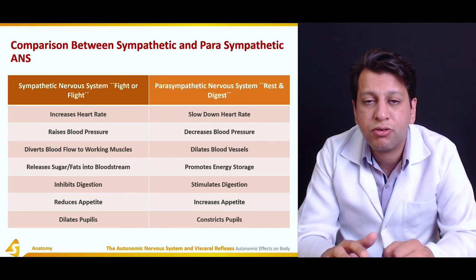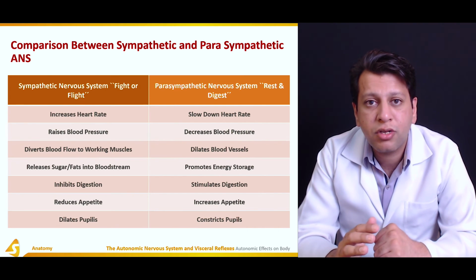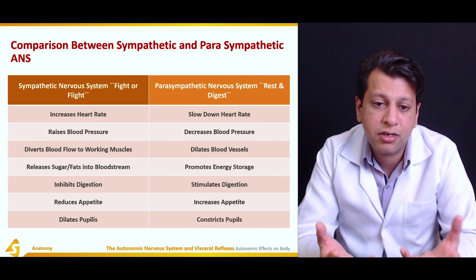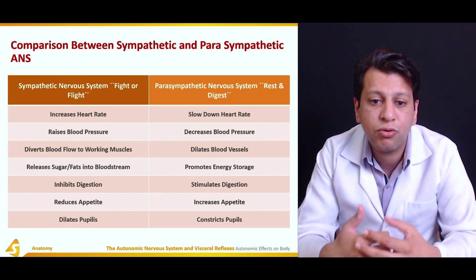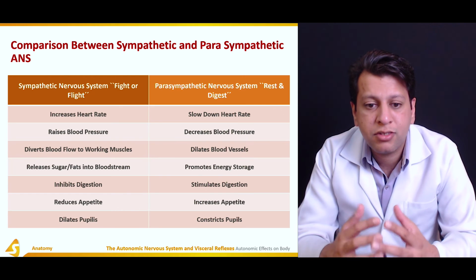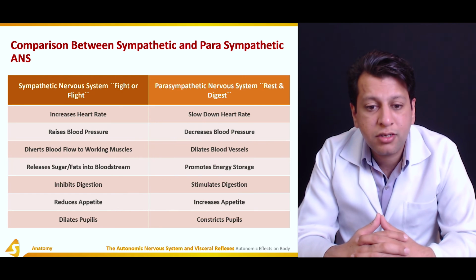Basically, there is increased glycogenolysis, increased glycogen breakdown, so that hyperglycemia can occur, so that the body can utilize more glucose, and muscles can generate more ATP. It inhibits digestion, reduces appetite, and dilates the pupil.